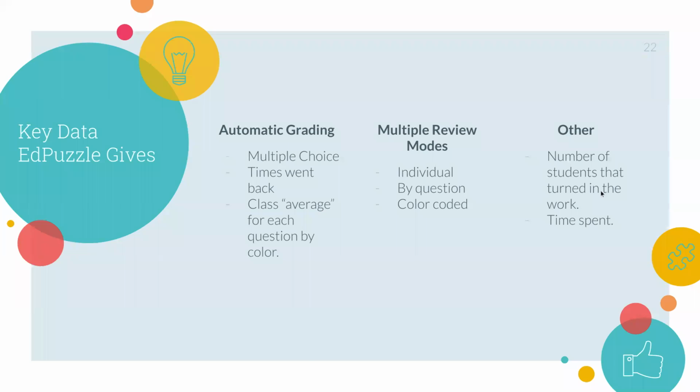Some other things is that it will let you know right on the main class data side of it, just when you click on your classes, it'll let you know the number of students that have turned in the work, and it'll also let you know the amount of time that they've spent on the work. So if your video is 5 minutes long and they took 5 minutes and 2 seconds to finish it, then you might know they kind of ripped through it. But if your video is 5 minutes long and they were on it for 20 minutes, then you know that they took their time, or maybe took too much time.